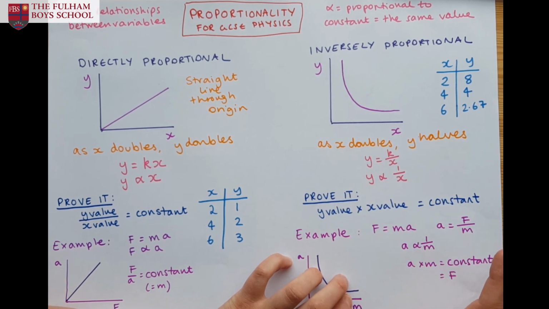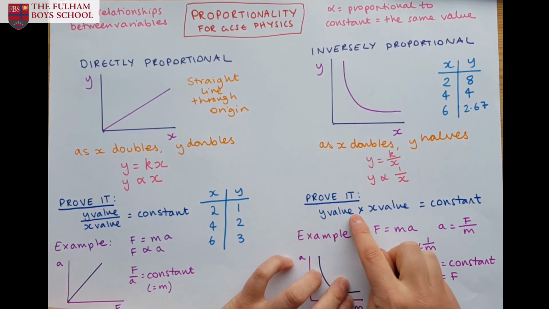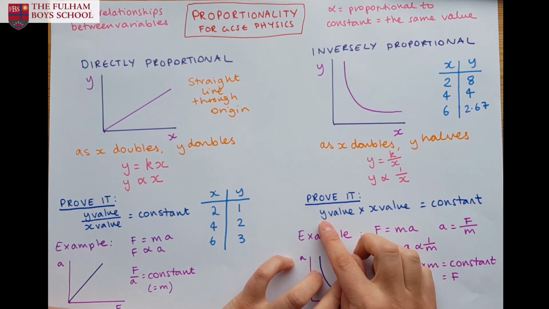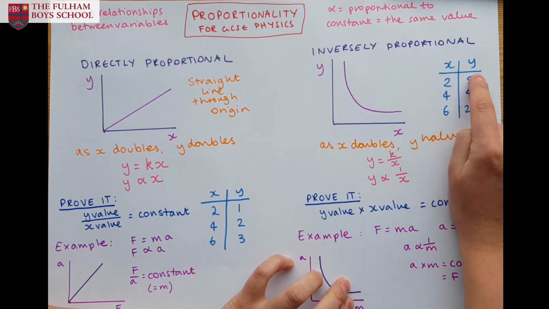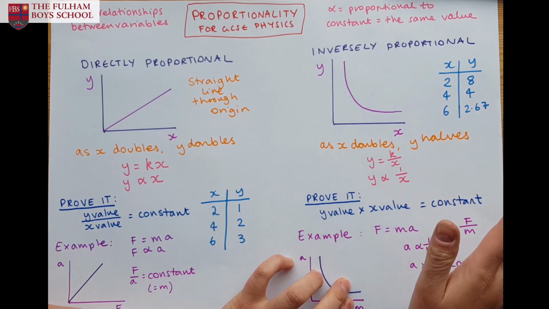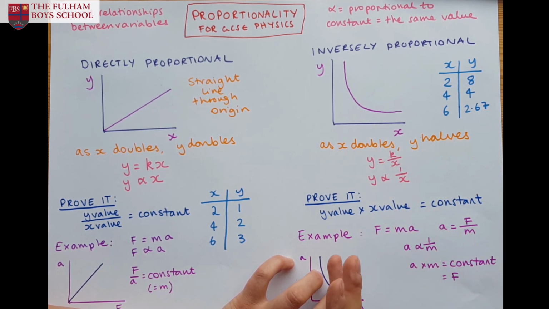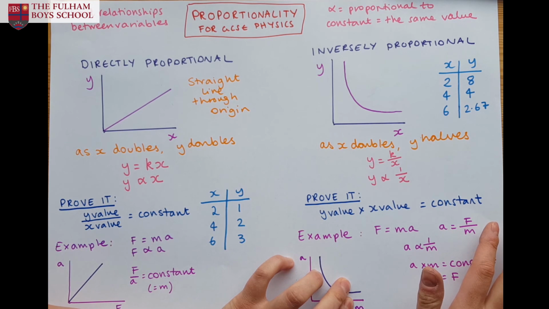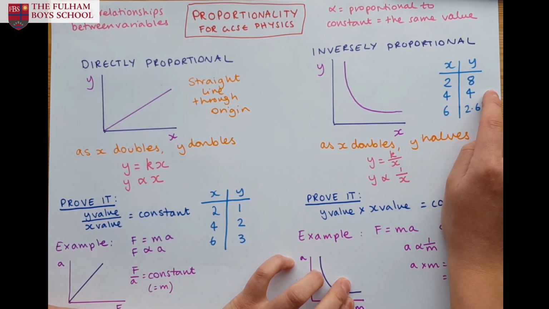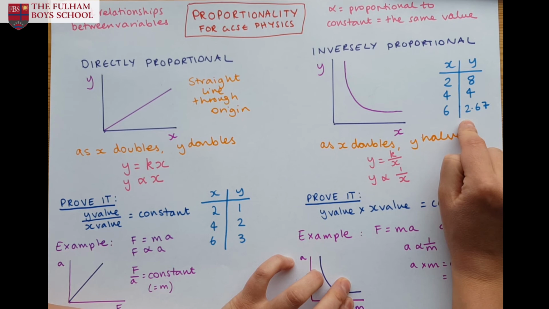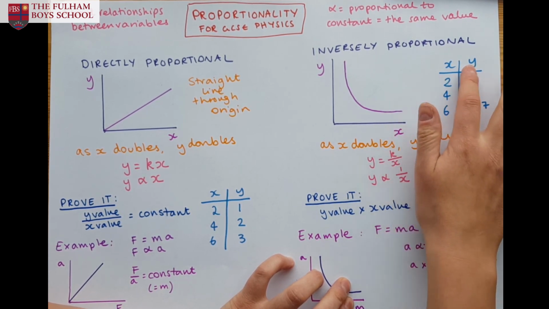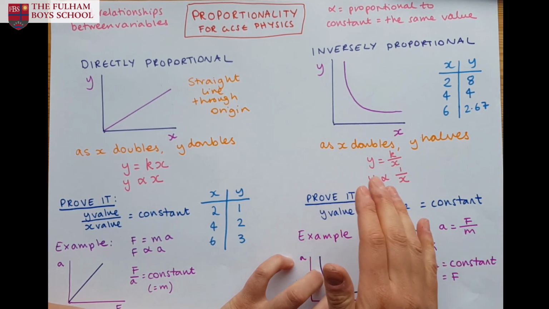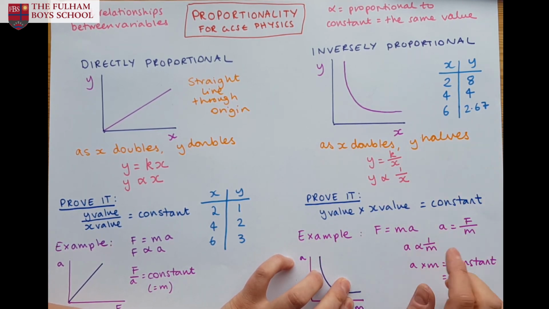Oh, they're inversely proportional. However, you can also prove it using data, and this time you prove it by saying the y value times the x value is always a constant. So the y value times the x value is always the same. That means they're inversely proportional. So I get my data, I take three values, I multiply the values together. If it's the same value, that means that they are inversely proportional. So in this case, they are 2 times 8, 16, 4 times 4, 16, 6 times 2.67, just about 16. So this data here is inversely proportional. I don't have to draw a graph. I can prove it like that. That's what they might ask you to do in the exam.